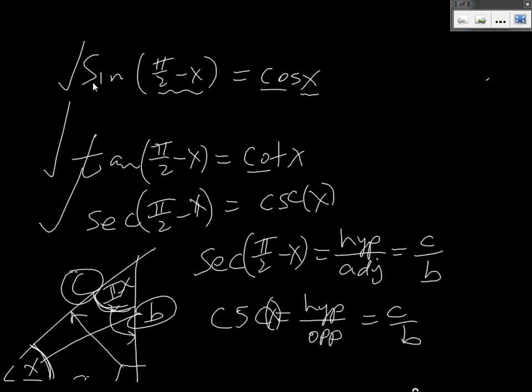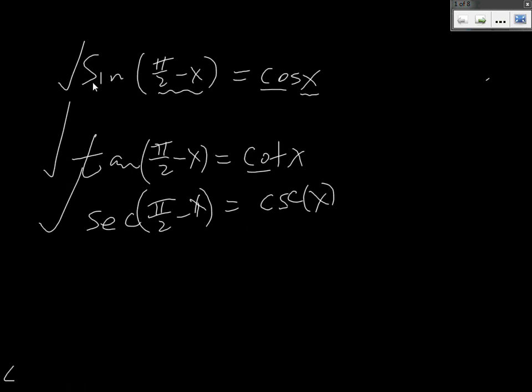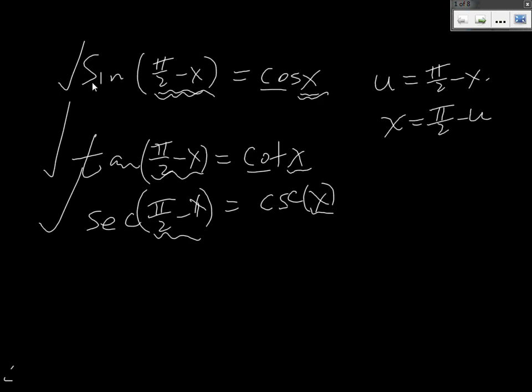Now let's have a little bit more fun with this. That's what it's all about, having fun. Well, notice that these three angles are pi over 2 minus x, and these three angles are x. Let's make some kind of substitution. How about we let u equal pi over 2 minus x? Well, algebra will tell us that x then is pi over 2 minus u.